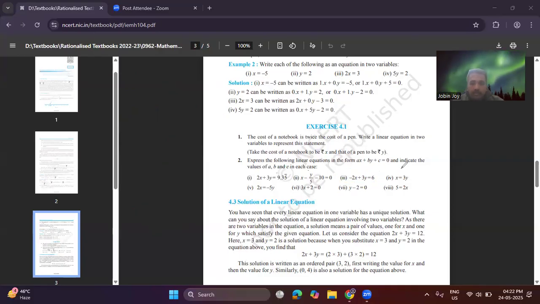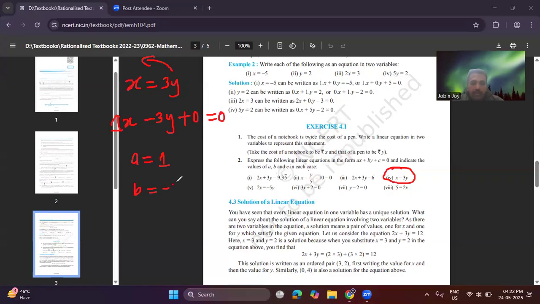Next question, x equal to 3y. This is our equation. Shift this 3y to the left side. So x minus 3y, there is no c term, so plus 0 equal to 0. x means 1x, right? So the value of a is equal to 1, the value of b is equal to minus 3, and the value of c equal to 0.